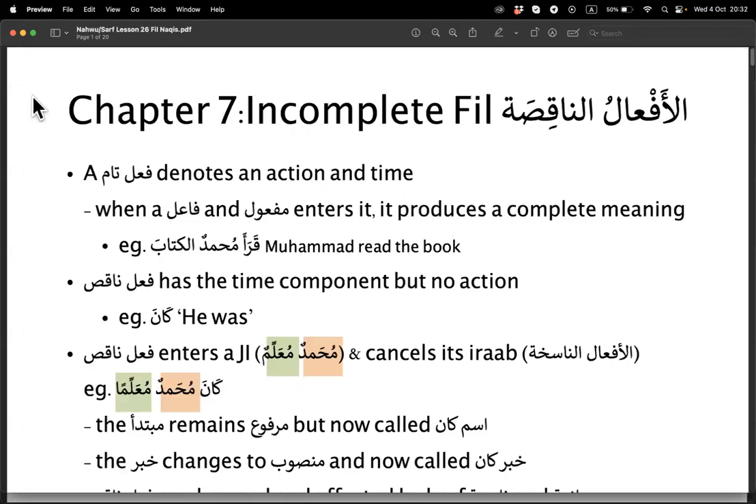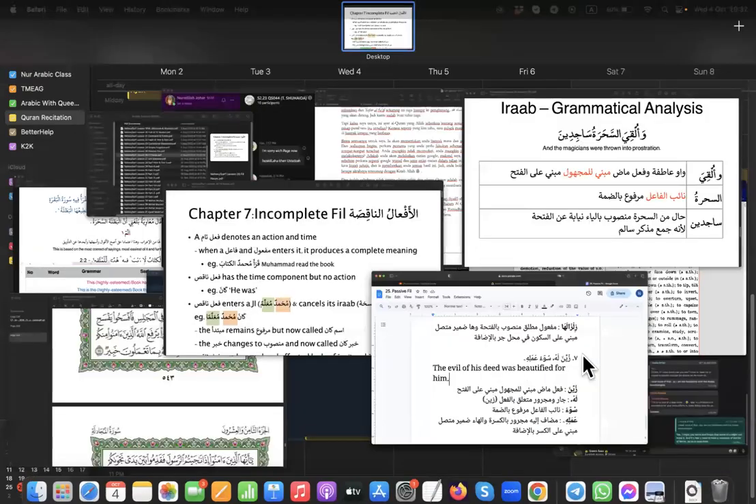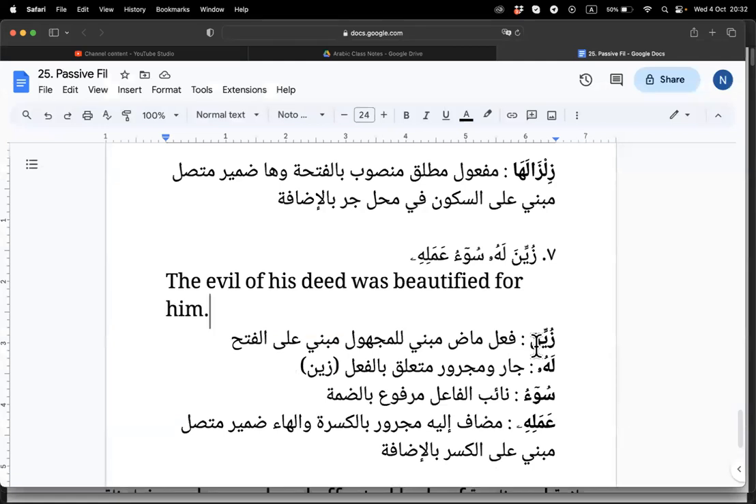Okay, so the new topic is about fi'il naqis. All this while, when we did our fi'il, it was tam. Fi'il tam means it's a complete fi'il, that it has an action and a time, right? All the fi'ils we have done just now are either madi or mudhari.